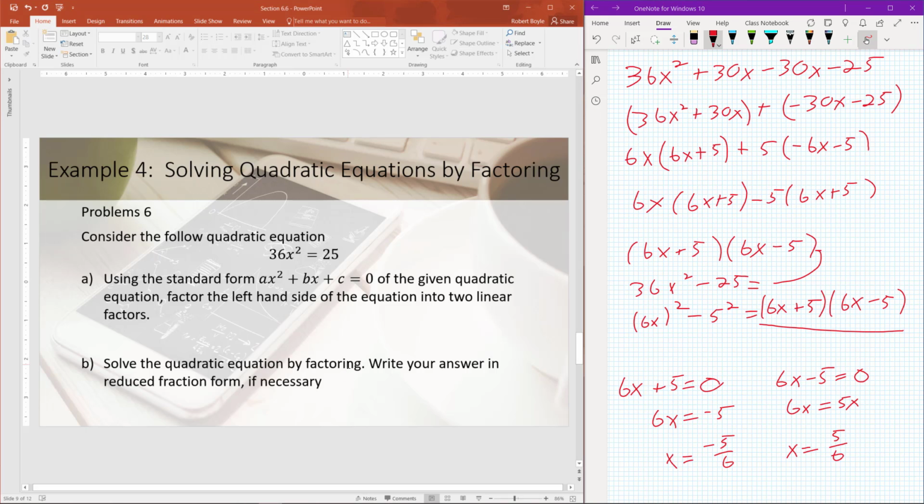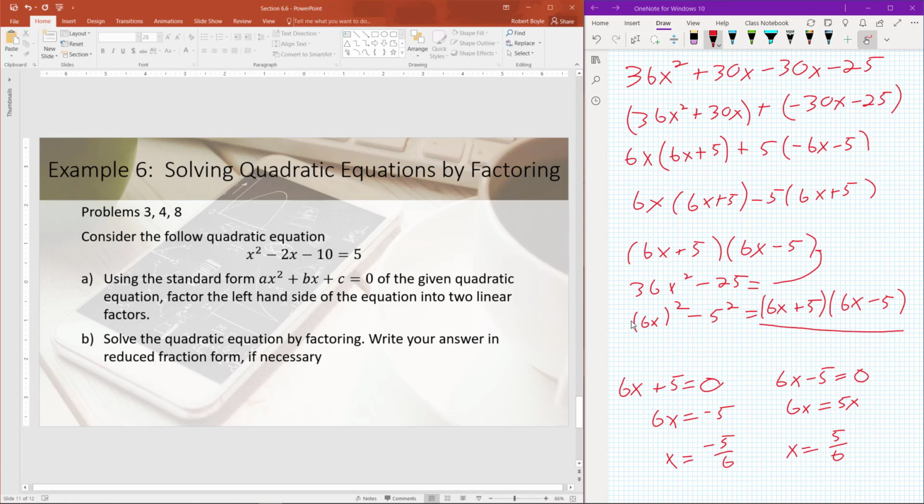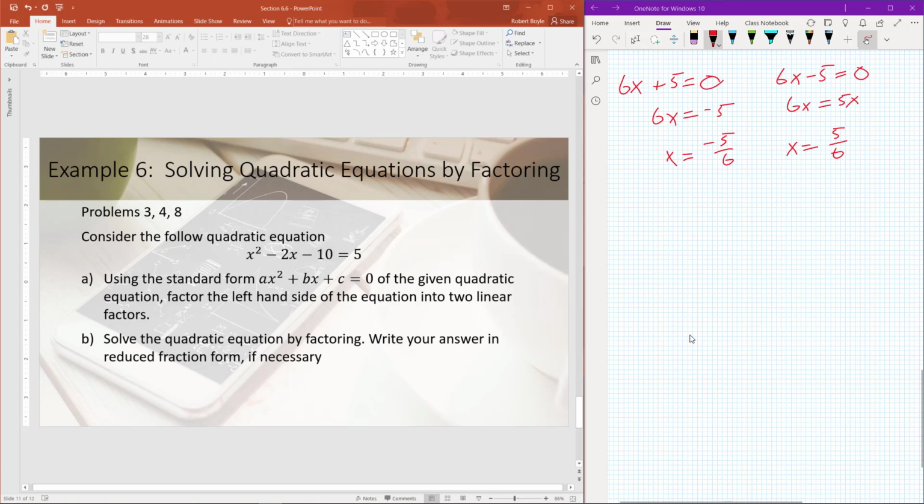Moving on to example 5, which is kind of like problems 3, 4, and 8, the most common one. Here you have a quadratic equation, and the equation is x squared minus 2x minus 10 is equal to 5. Our first thing we have to do is get this into standard form, and notice that this is not in the standard form with a 0 on the right hand side.